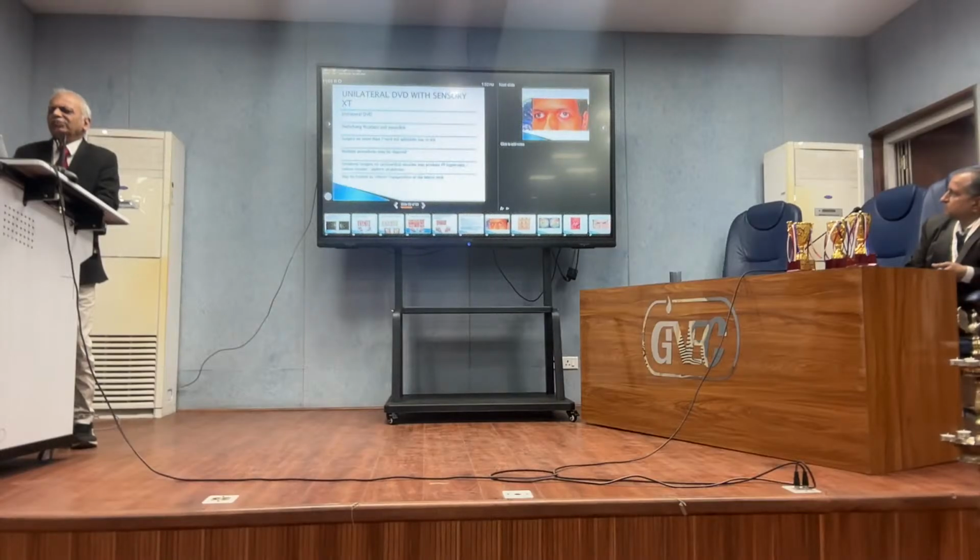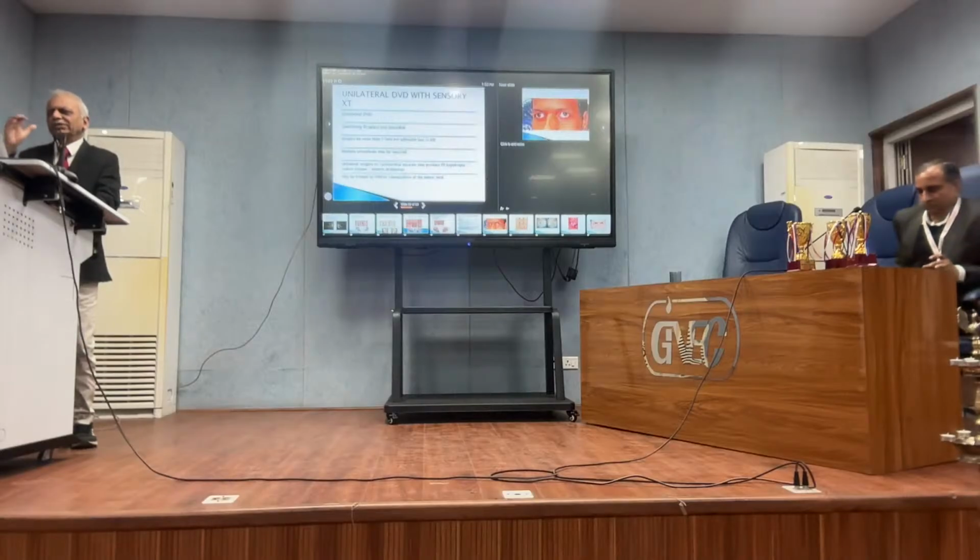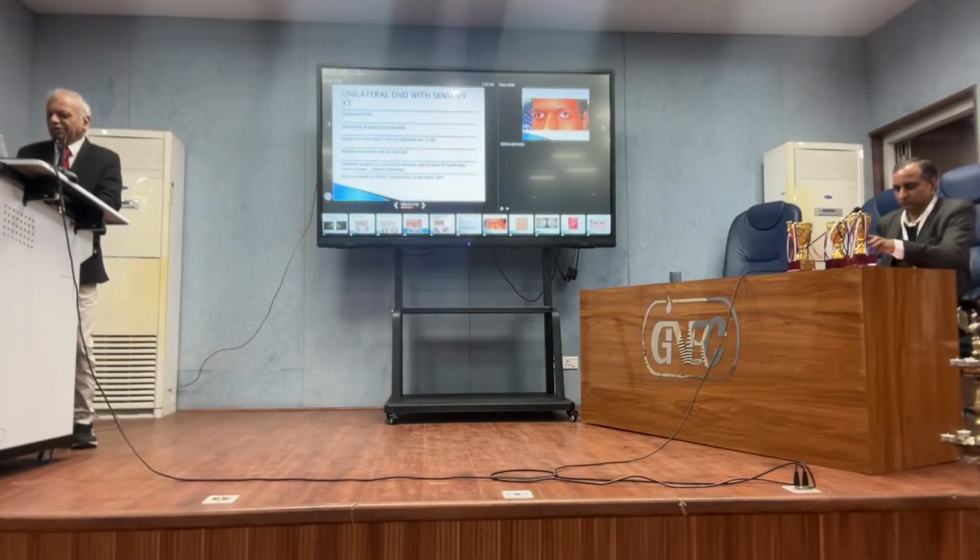And then we have unilateral DVD with sensory exotropias. As we were saying, in these you can't switch fixation, and you cannot operate on more than 2 recti in one sitting, because that will give rise to esotropia or it will need multiple procedures. So they want everything to be treated in one surgery, and they're quite desperate.